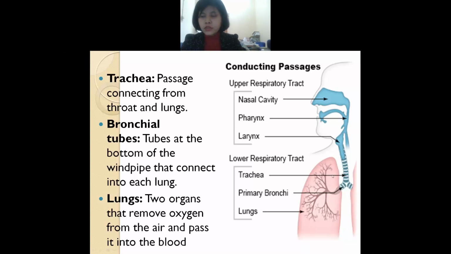Next is lungs. So you have got two lungs, 1, 2. The lungs, they help you in what? They help you in removing oxygen from the air and they pass it into the blood.